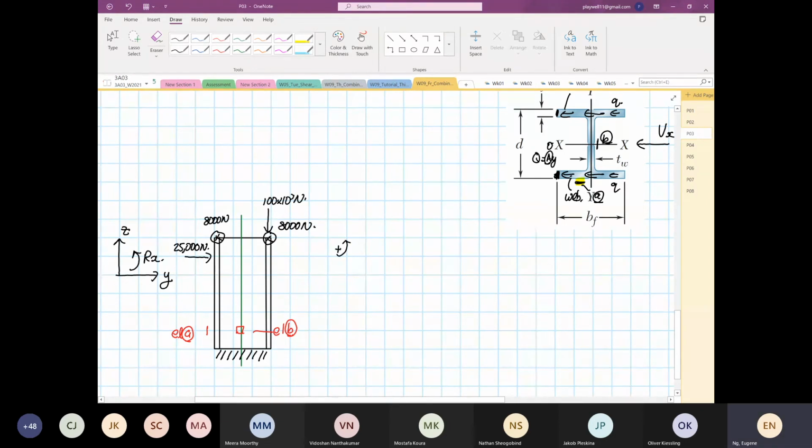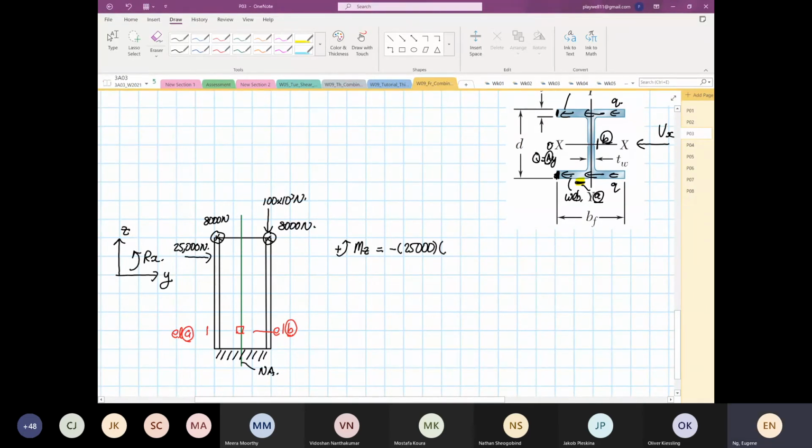So we are going to do a moment about Z. Anything that is going anti-clockwise will be positive. Now watch this. The 25,000: is it to the element or is it to the neutral axis? Anyone? I don't want Mustafa to answer. I want other people now. So minus 2,500 or 25,000.